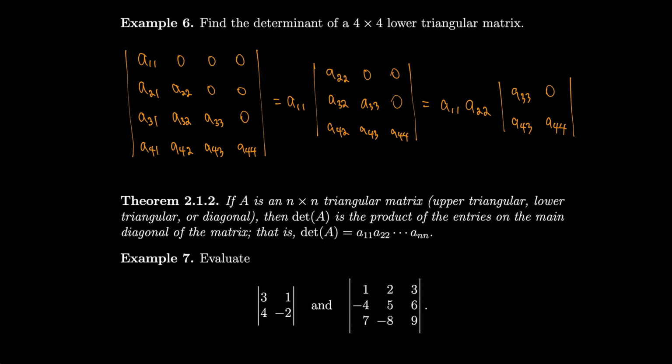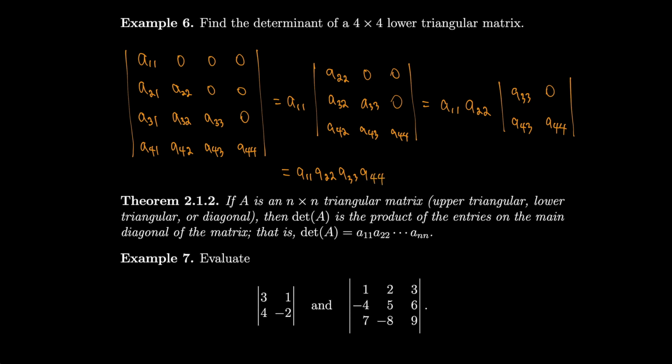But we could just cofactor again. We'll get A3,3. This will cross out, and it'll be times A4,4. Or if you like, A3,3 times A4,4 minus 0 times A4,3. Either way, notice that's just A1,1, A2,2, A3,3, A4,4.